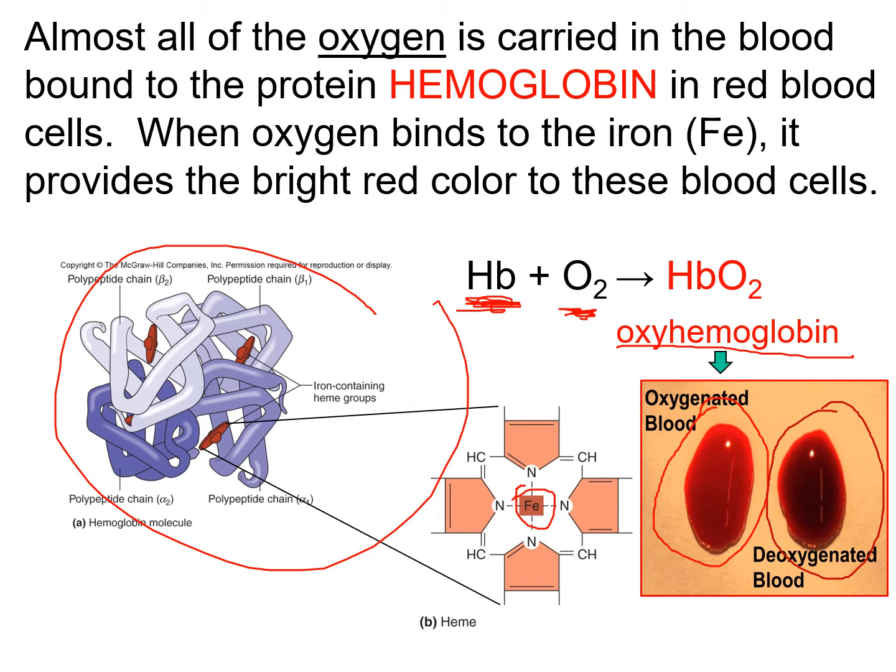So we can tell by looking at the color of blood as to its oxygen state or lack thereof. The brighter red it is, the more oxygen the blood has. The duller, deeper purple red, the less oxygen the hemoglobin has.